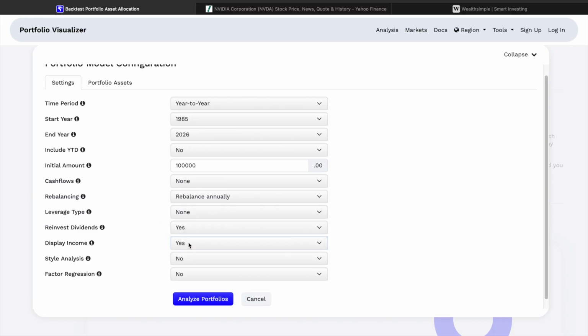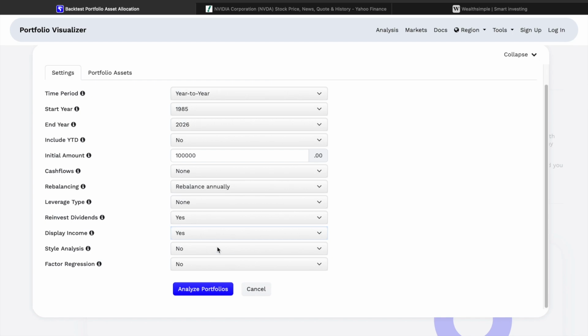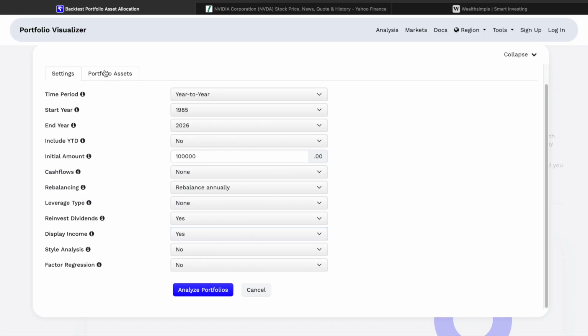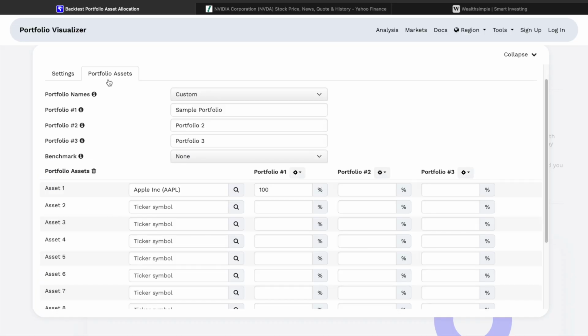Display income is usually toggled as no, so you want to make sure this is always toggled yes, because some stocks that you invest in might have some dividends, and you want to also see the dividends that it is paying you out year over year. So let's go over to portfolio assets.